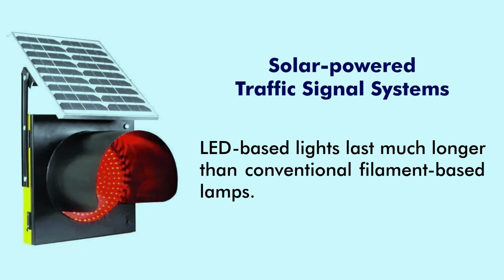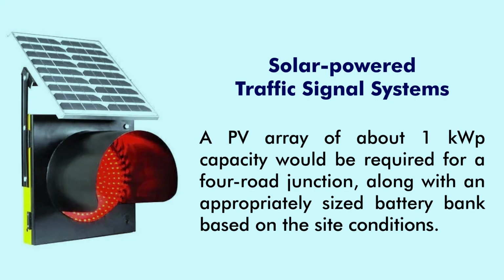LED based lights last much longer than conventional filament based lamps. Hence, routine maintenance cost would be reduced. The design of this system depends on the number of lights to be operated at a junction. A photovoltaic array of about 1 kilowatt peak capacity would be required for a 4 road junction, along with an appropriately sized battery bank based on the site condition.